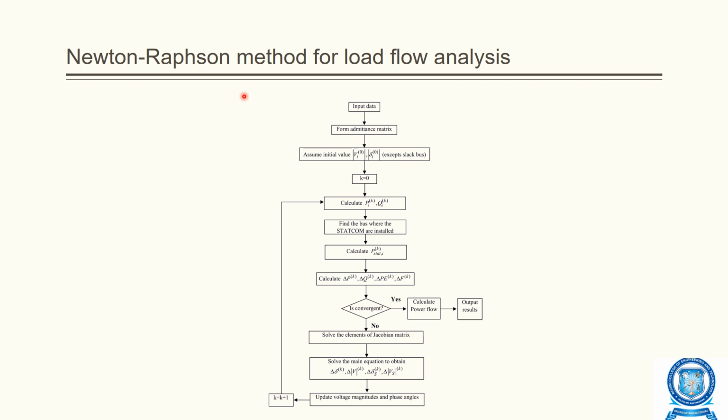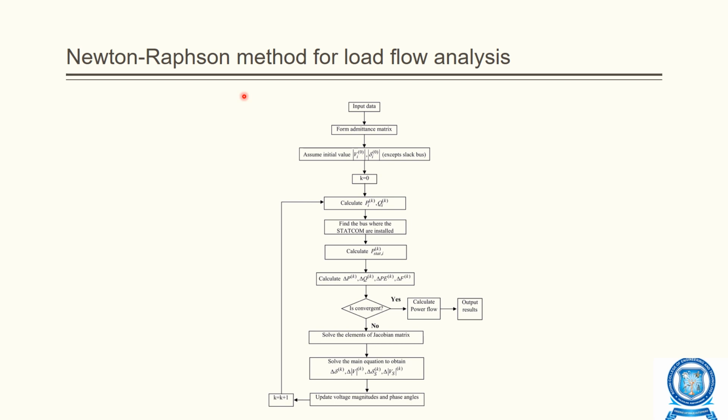Initially the input data are given. From the input data, the bus admittance matrix is formed, that is, form the Y bus matrix. Then some assumptions are made. Assume the initial values of Vi and delta i, except for the slack bus. And first, let us take the iteration count as k equal to 0.